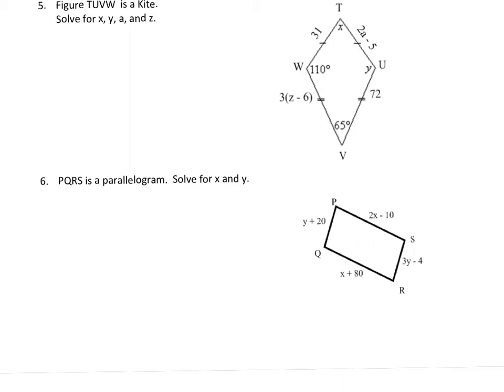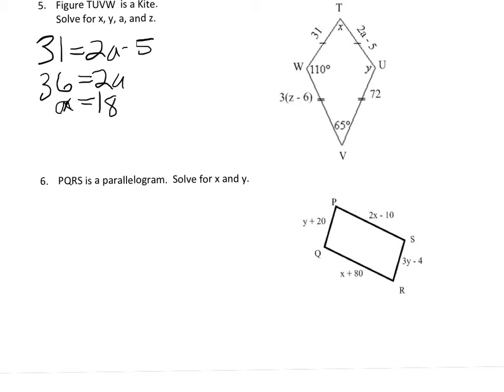So if I do the top two, I know 31 equals 2a plus 5. If I subtract 5 from both sides, oh no, it's plus 5, so I'm subtracting 5. Close call. Minus 5. So then I'm adding 5 to both sides, so I get 36 equals 2a. Therefore, a equals 18. Alright, I have a figured out.